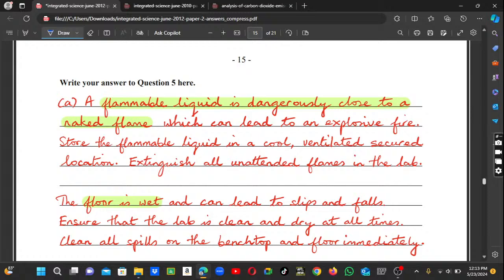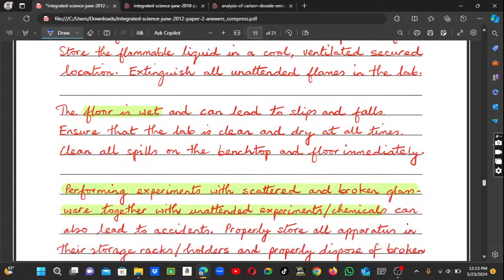So first things first, these are the hazards that we are seeing. We are seeing that the floor is wet, guys, where the girl was standing. Alright, so this is not good. The floor was wet, and this can lead to slips and falls. So they should ensure that the lab is clean and dry at all times. So this is the precaution. This is what they need to do. They need to ensure that the lab is always clean and dry at all times.